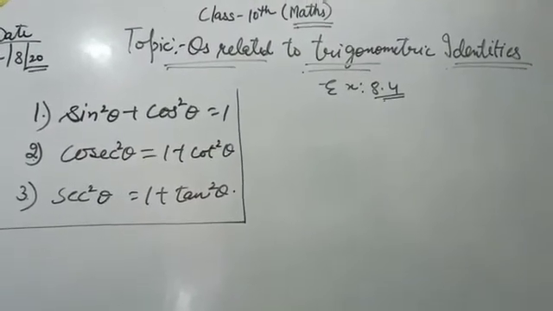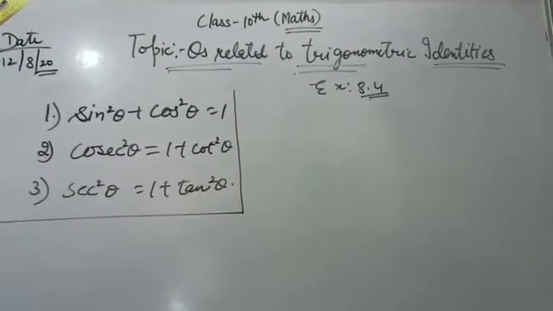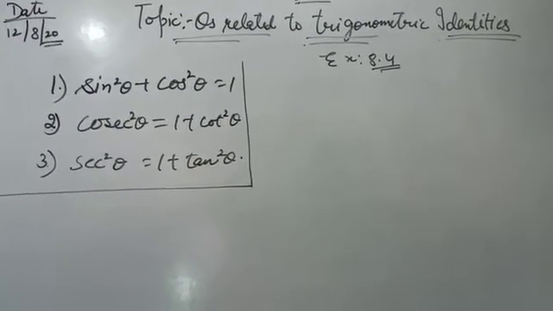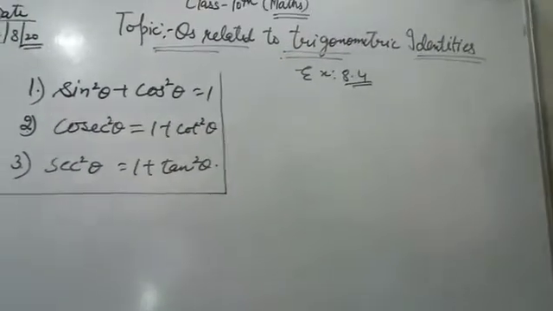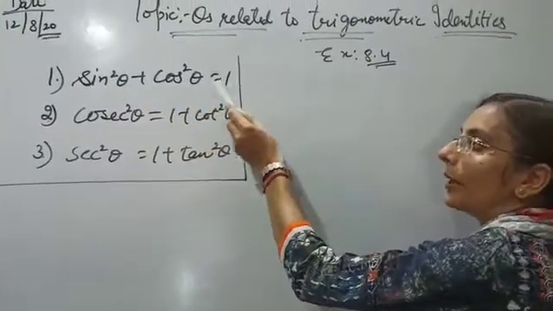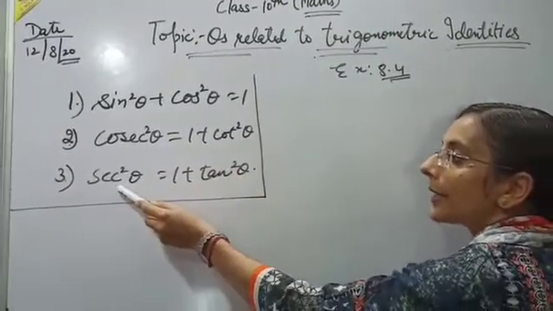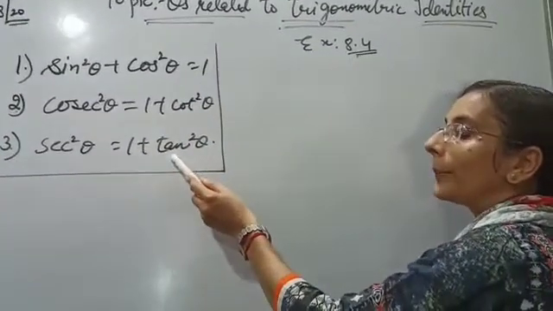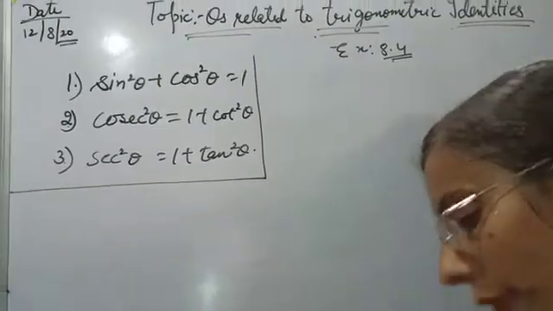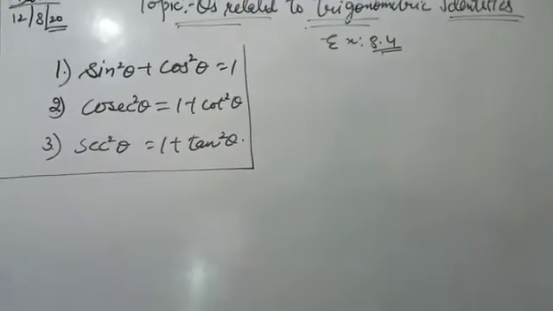We have started the trigonometric identities. We already discussed how to form these identities. So let us discuss more about it and the related questions. Here is the first identity: sin square theta plus cos square theta is equal to 1. Cosecant square theta is equal to 1 plus cot square theta, and secant square theta is equal to 1 plus tan square theta. So let us start with the related question from Exercise 8.4 of the NCERT book.